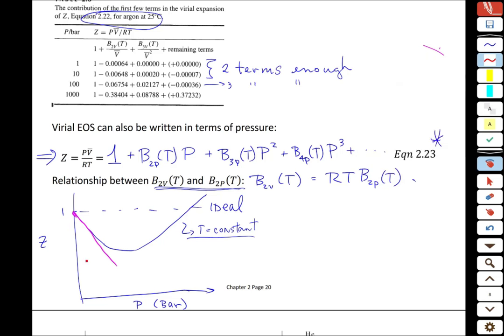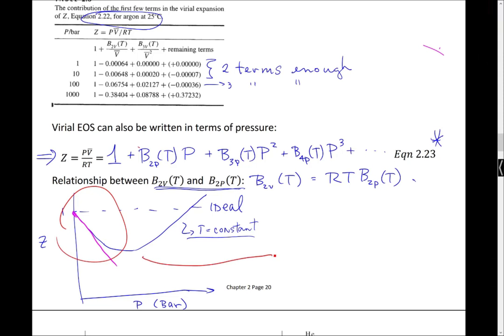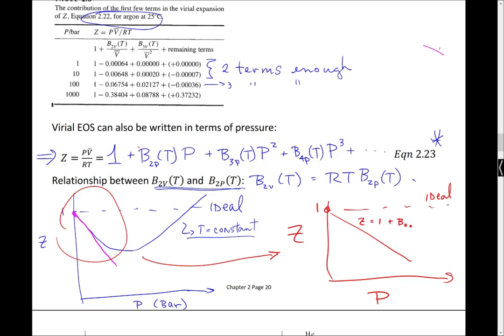All right, so I'm going to just redraw this just for this region. So now I have Z, P, there's my ideal, and I'm going to draw in my line. All right, and what we've established is that Z equals 1 plus B2P times the pressure. And that portion of the compressibility factor curve for real equations gives me the linear portion. You agree? Okay?